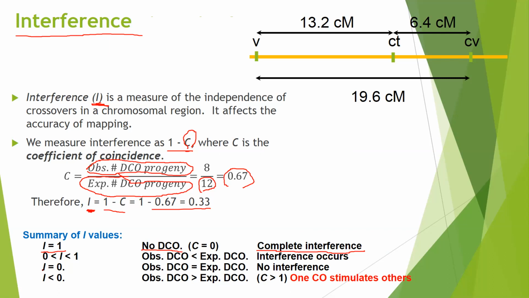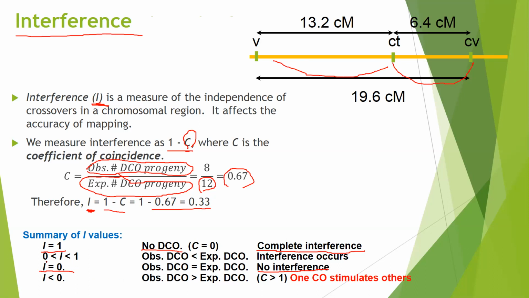All right. Another extreme scenario is if I equals 0. That's easy, right? That means there's no interference at all. So if there's one crossover occurring there, it doesn't matter. Another one could also occur here. It will not affect any additional crossover here. So that means these two regions, in this case, are independent.